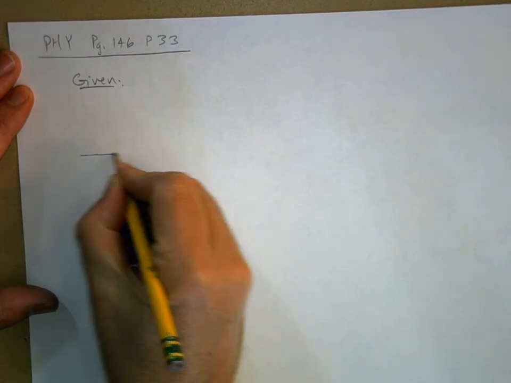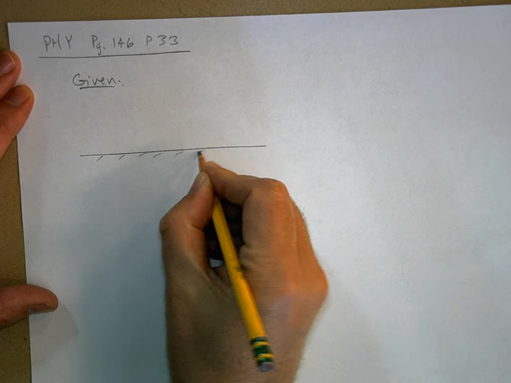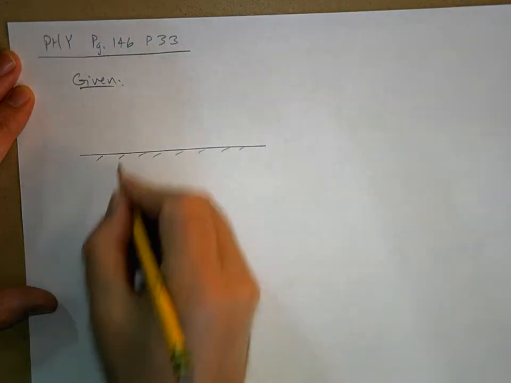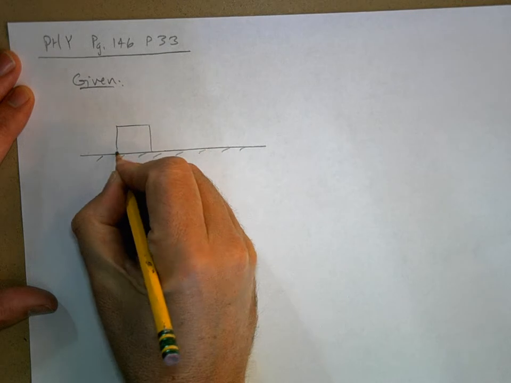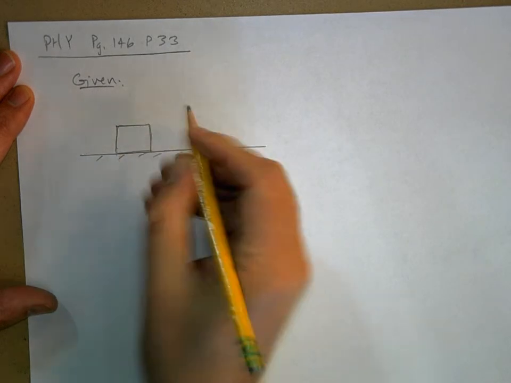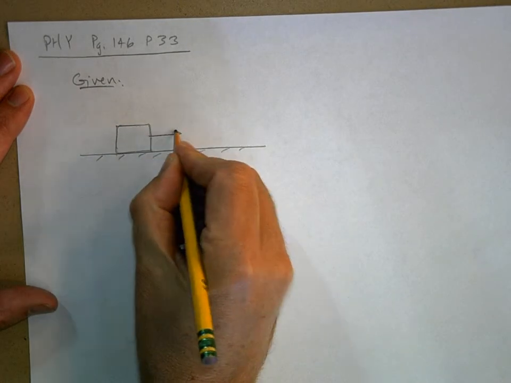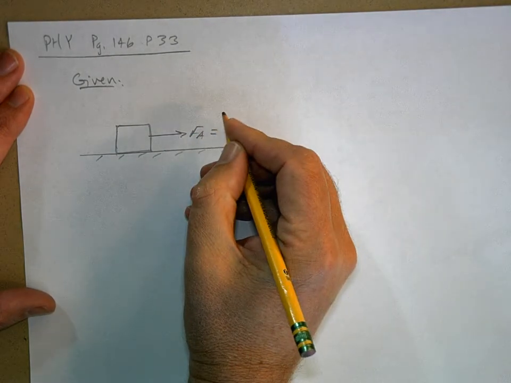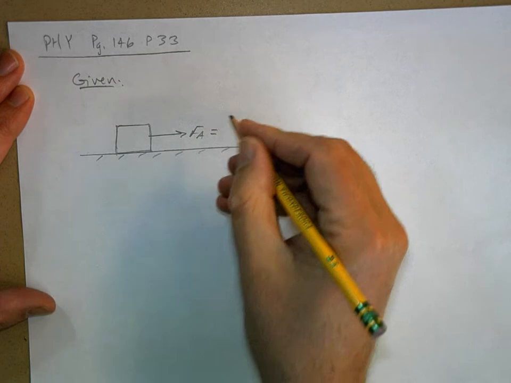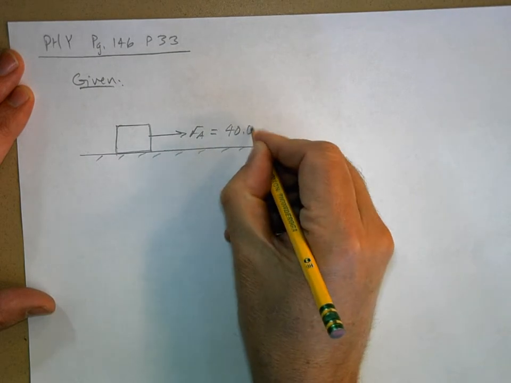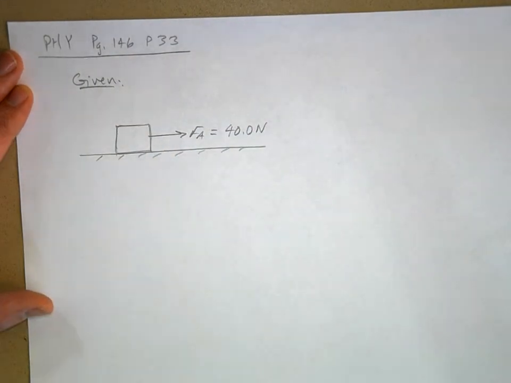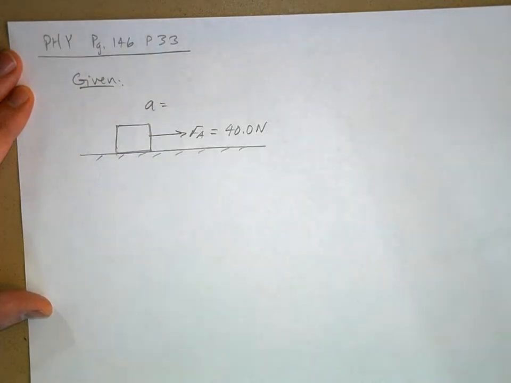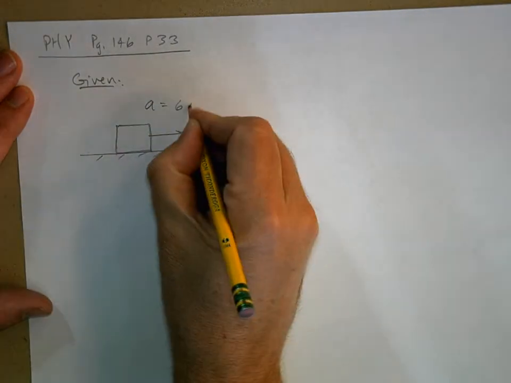So we have a horizontal rough surface. We've got some kind of block, like a wooden block. And we've got an applied force of 40 newtons. Okay? And it says the acceleration is 6 meters per second squared.